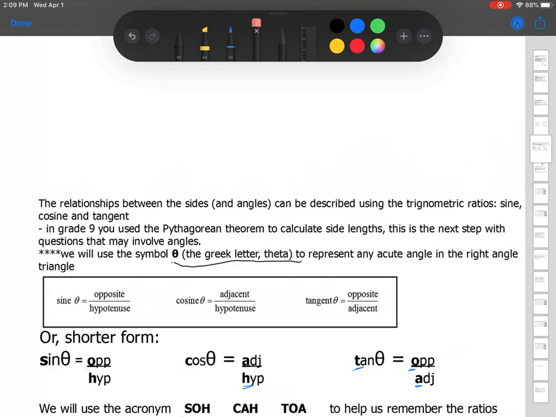relationships between the sides and the angles, we are going to describe them using the three trigonometric ratios: sine, cosine, and tangent. And in grade 9, you would have used the Pythagorean theorem to calculate side lengths. So this is the next step in questions that can involve angles. So we're going to use the Greek letter theta. Again, if you took science, you would have talked about Snell's law there. And so we're going to use that to represent any angle in the right angle triangle.